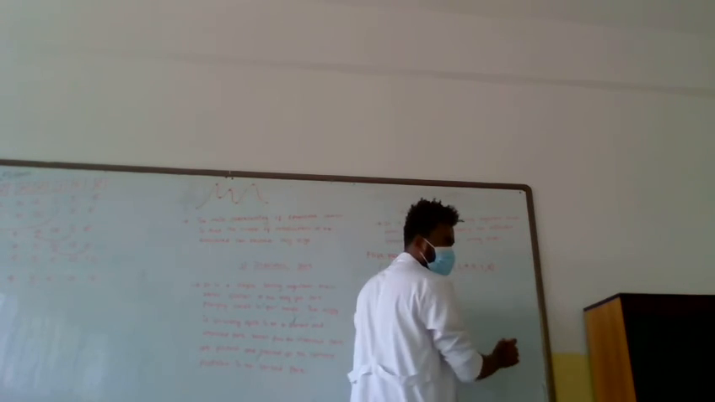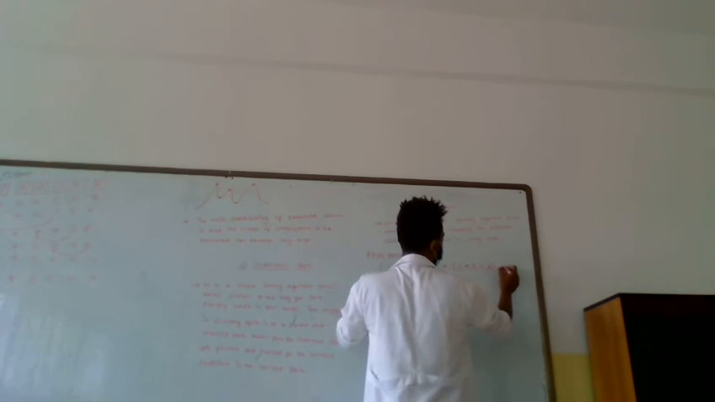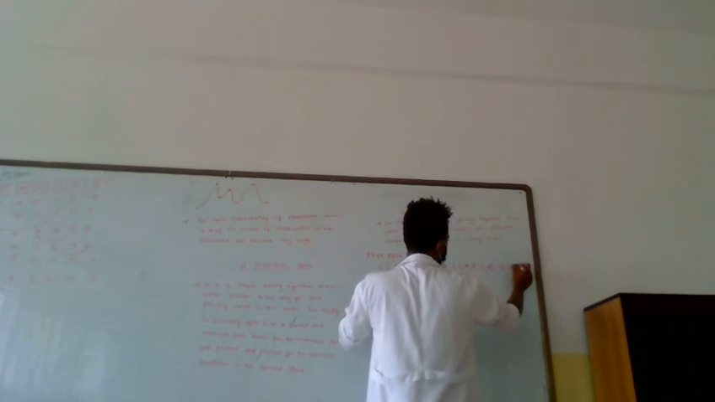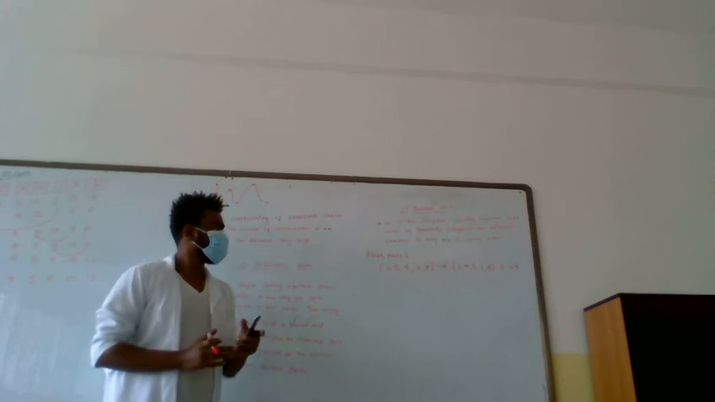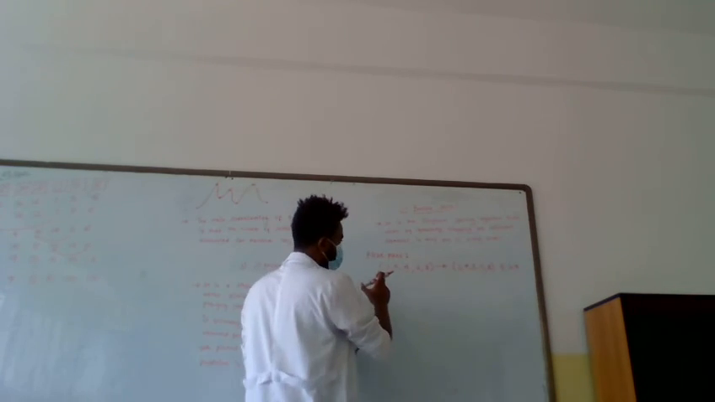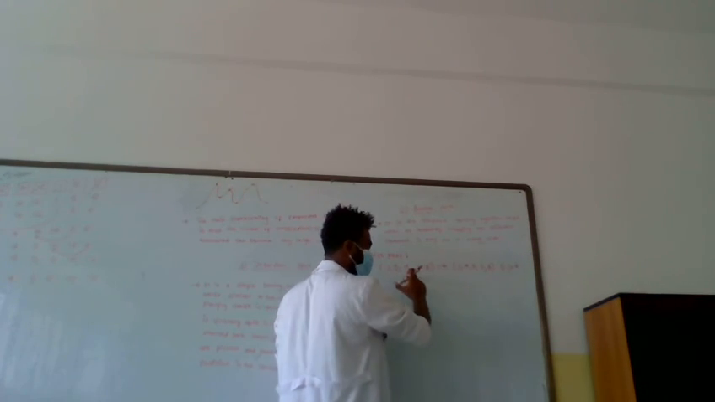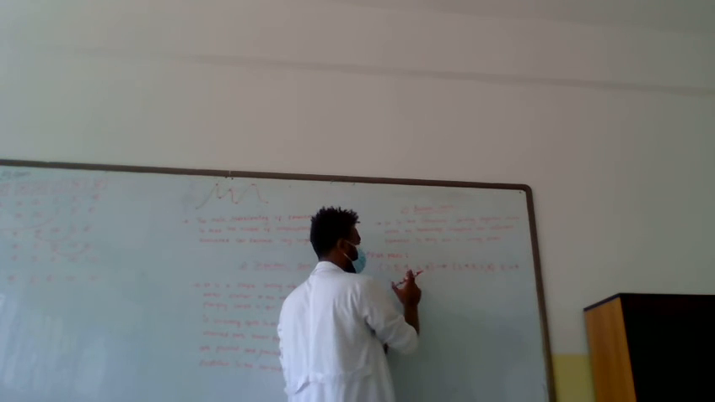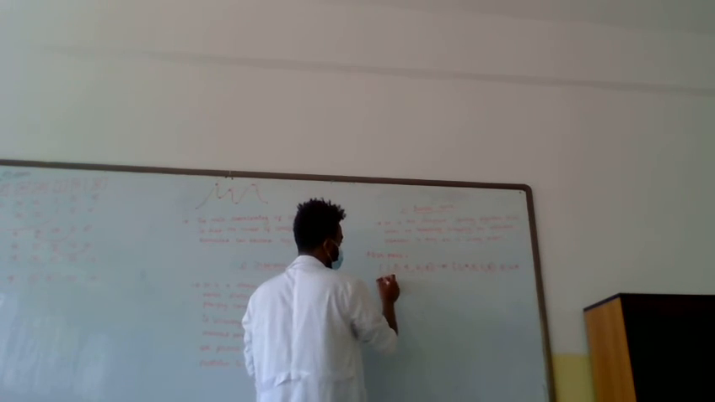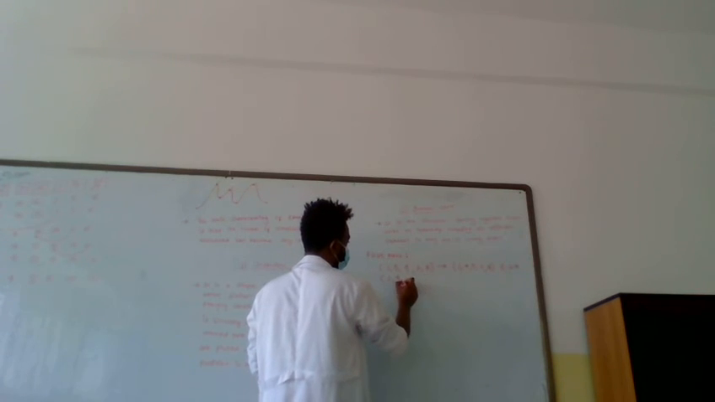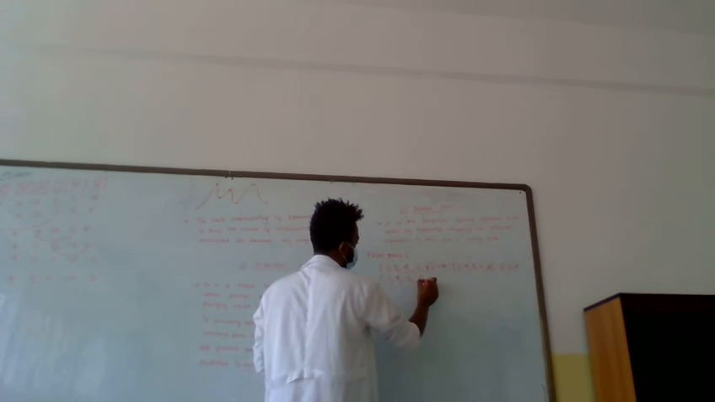Why? Because 5 is greater than 4. Now, we're not going to take this one, we're going to take this one, because we already sorted this one out. So the next numbers are 1, 4, 5, 2, and 8.